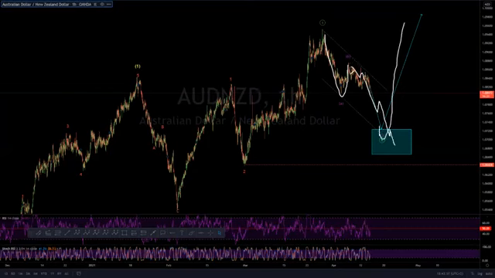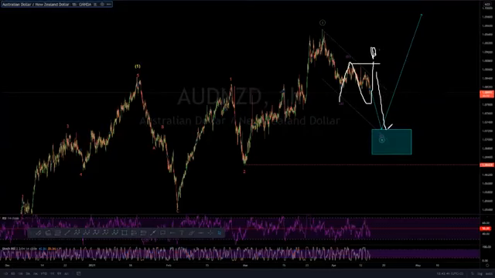But of course, we cannot rule out a possible flat corrective structure like this, only to find out that our wave B is here, then we get one more leg to the downside, and then a move higher. If we can get this, it will be a very significant correction.